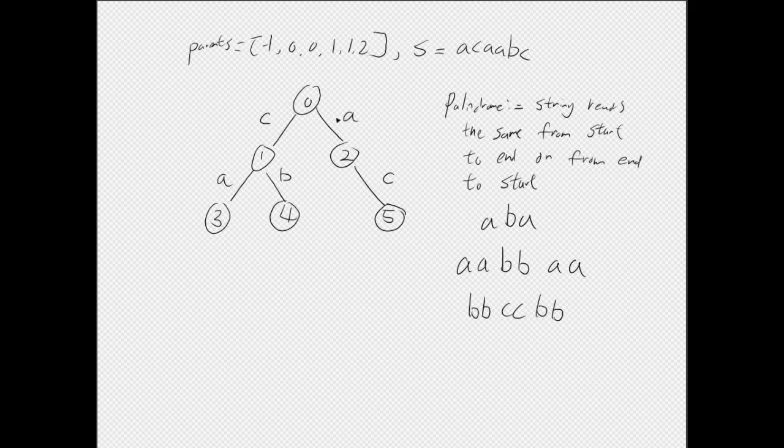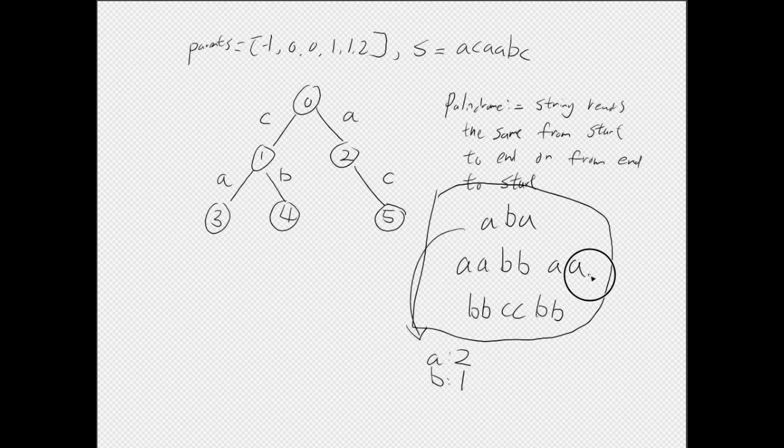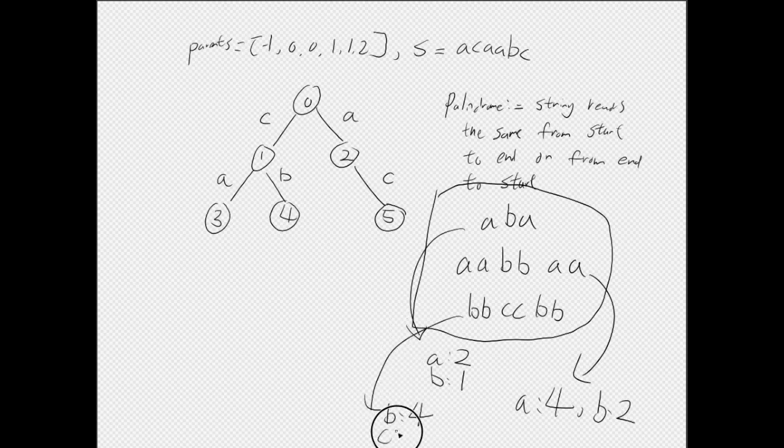Now we can first try traversing the tree using some sort of DFS. For example, this path will be CA, and then what should we record? Should we record the frequency of C and also the frequency of A? Do we actually need to record the frequency of those? Let's take a look at these palindromes. In here, A appeared twice and B appeared once. And in here, A appears 4 times, and then B appeared twice. And in here, B appeared 4 times and C appeared twice.